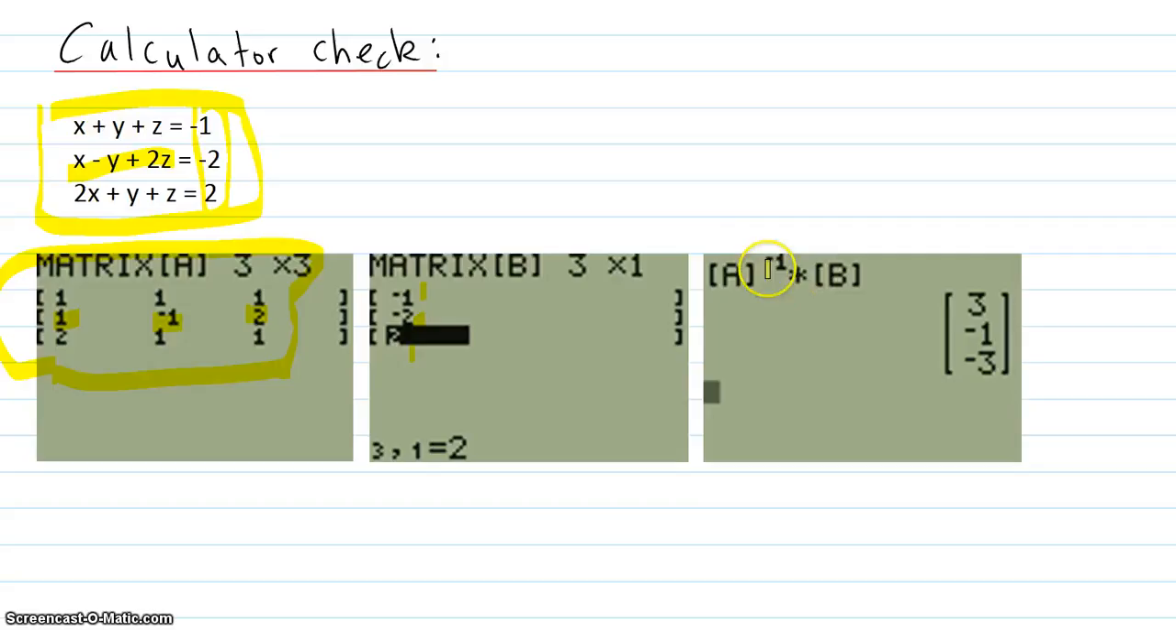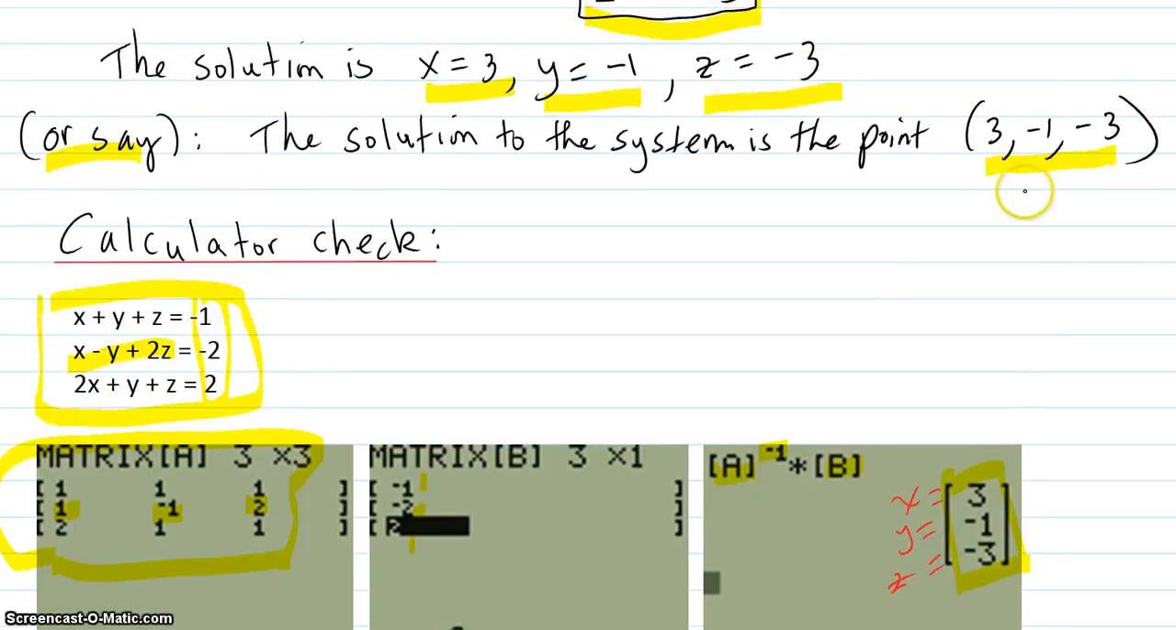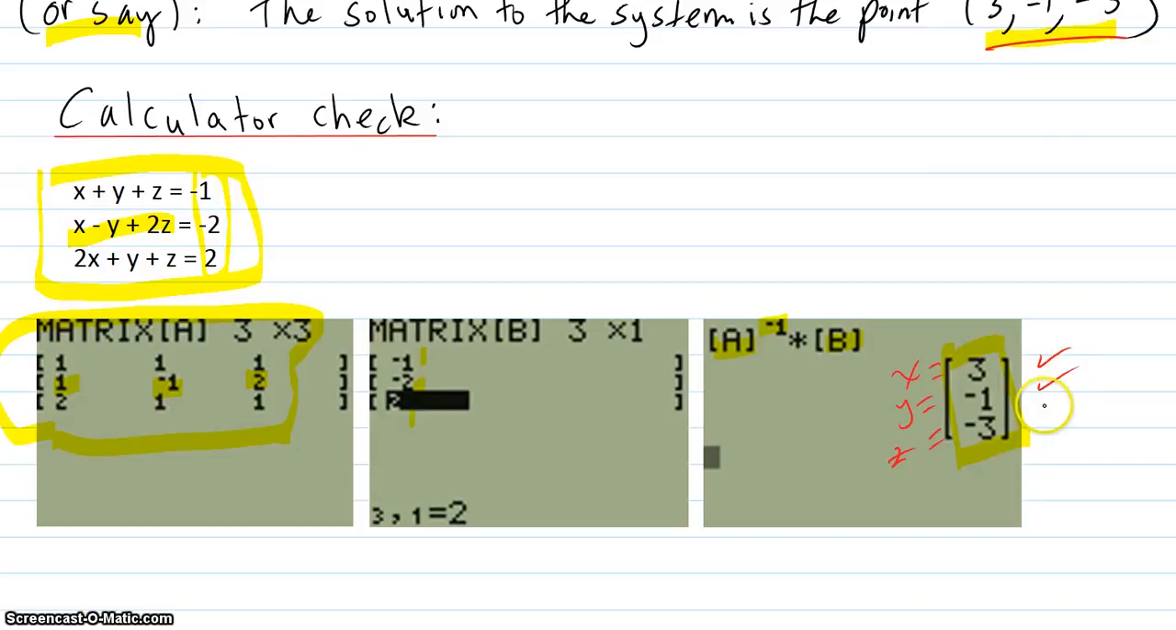With those on the home screen, the inverse matrix of A times B gives us the answer, the point (3, -1, -3). And that checks out to x, y, z. That checks out to this. 3, negative 1, negative 3.